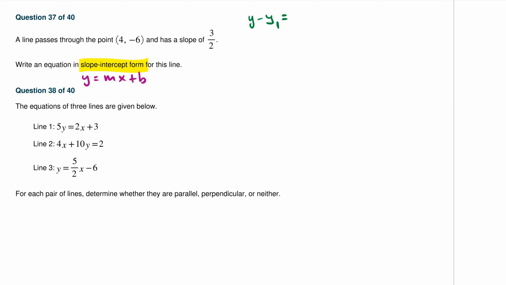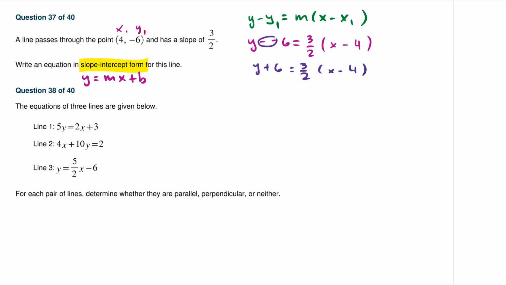y minus y1 equals m times x minus x1. We have a point which can be x1, y1. That will be y minus -6 equals 3/2 times x minus 4. Two negatives turn into positive, so y plus 6 equals 3/2 times x minus 4. Then we can distribute 3/2 into the parentheses: y plus 6 equals 3/2x minus 3 times 4 is 12/2, which is 6.